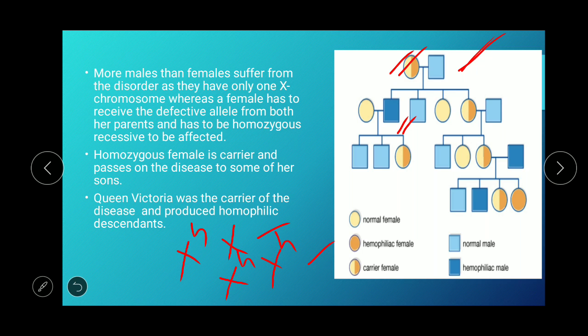Then you can see the normal female here, and normal female means X and X. This is crossed with the normal male. Here the male cannot be a carrier. Males have only one X chromosome, and if it is defective, the male will be affected.